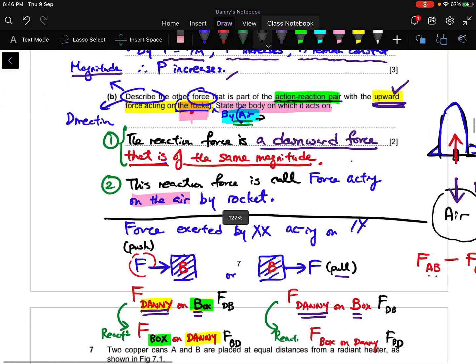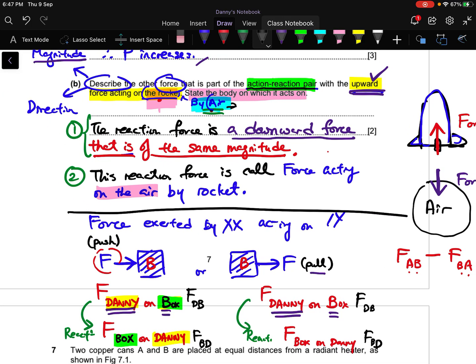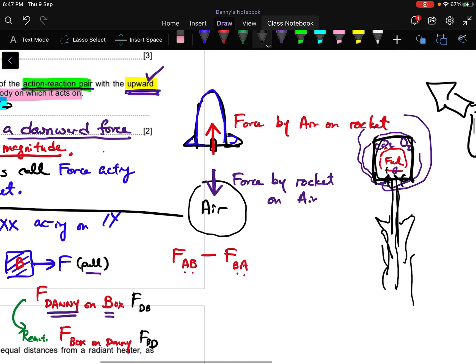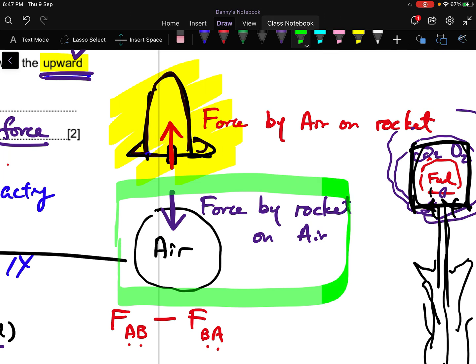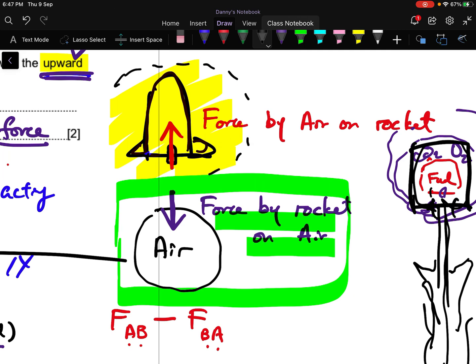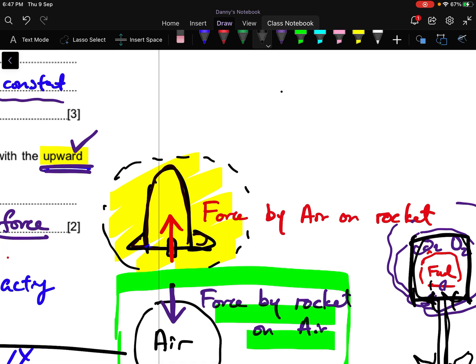Yeah, and just for revision's sake, action reaction pairs will never appear on the same free body diagram. So for example, if I only want to do the rocket free body diagram, this part over here will not appear, because this reaction force is acting on the air. It will not appear in the free body diagram of the rocket.